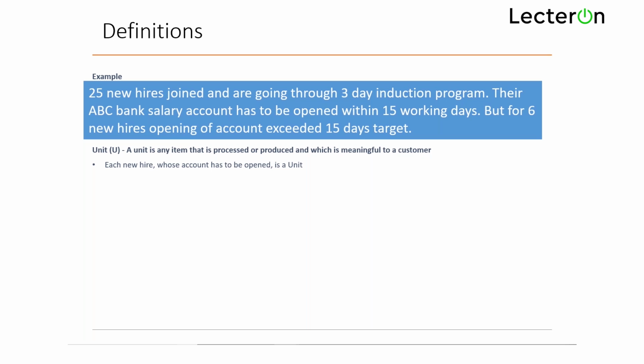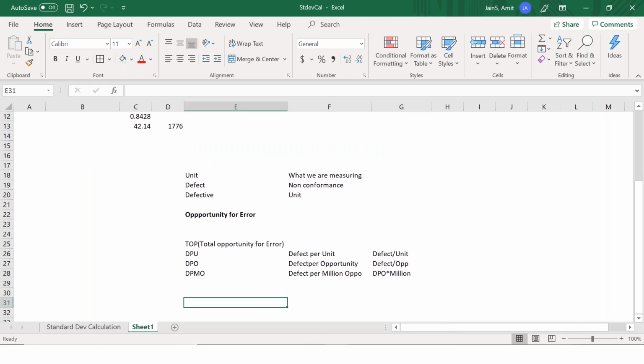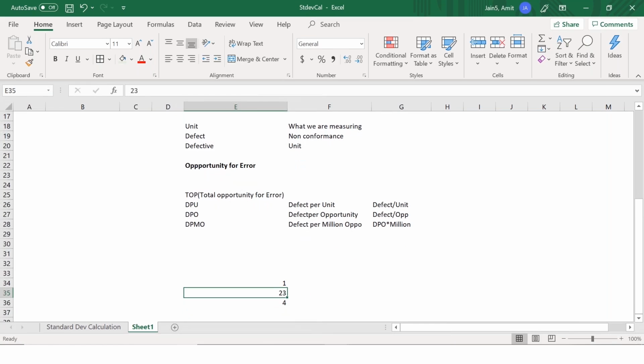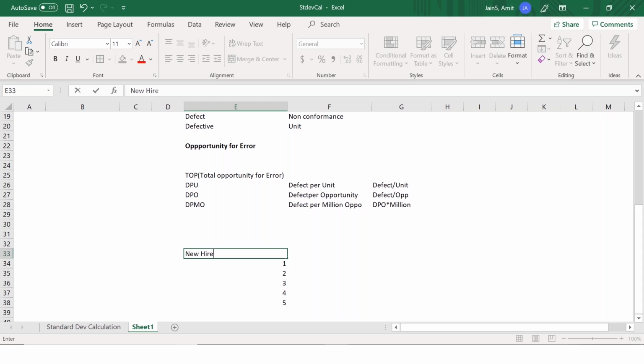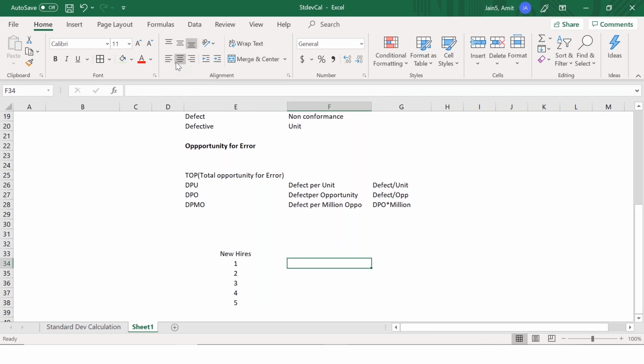But what is the opportunity per unit? Let's see again. Let's say there are 5 new hires. The account is either opened within 15 days or beyond 15 days. So either it's going to be a defect or it's not going to be a defect.